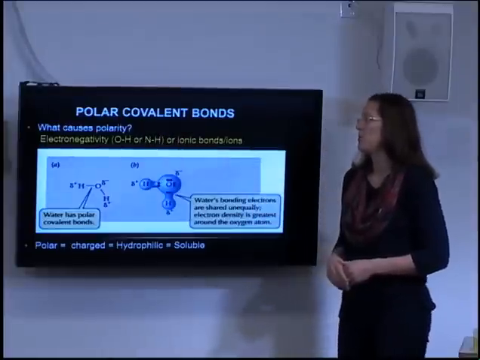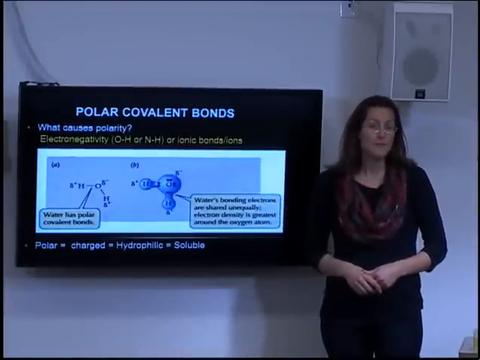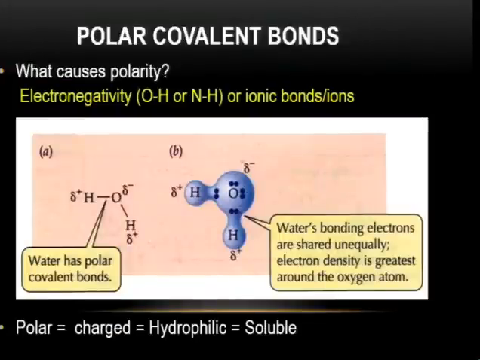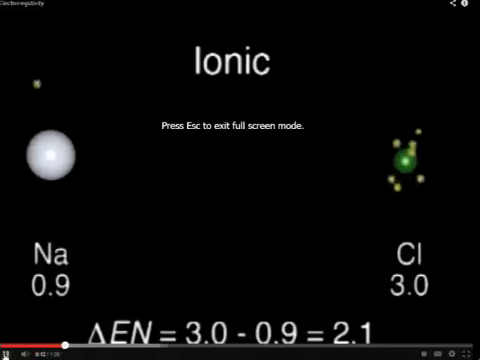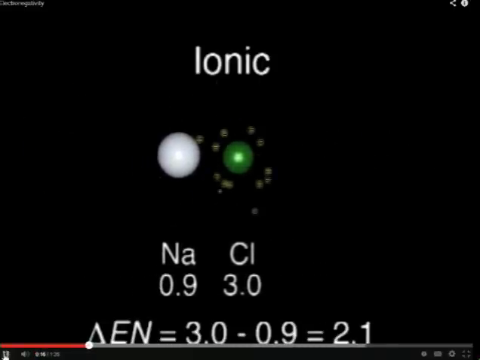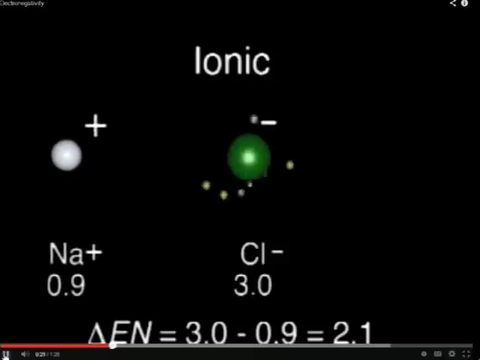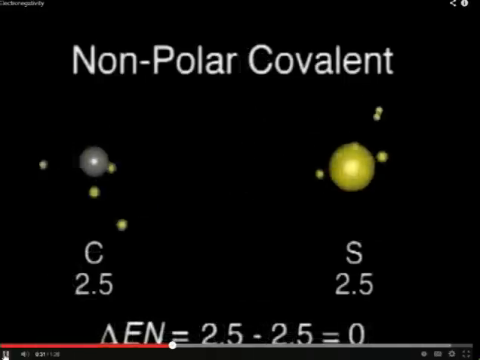The other cause of polarity is ionic bonds in ions. And so I'm going to show you the difference between those two in a video. Ionic bonds are different than covalent bonds because that electron from Na is completely given up. Covalent bonds don't ever completely give up their electrons. They just share them either equally or unequally. So that's an ionic bond, and it brings on a full-blown charge. So water definitely likes ions.